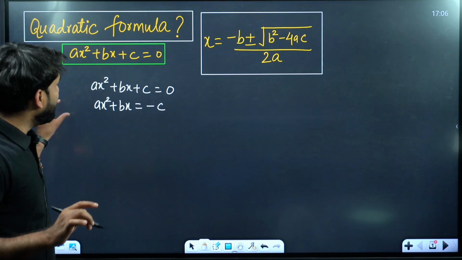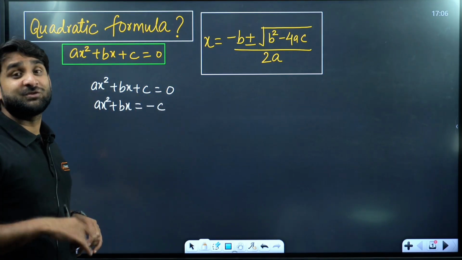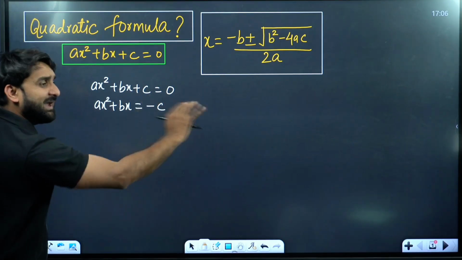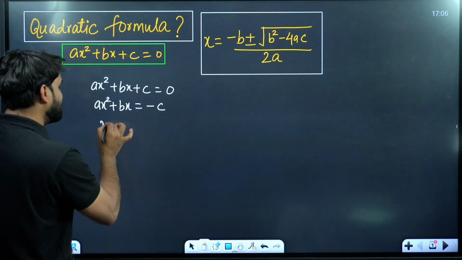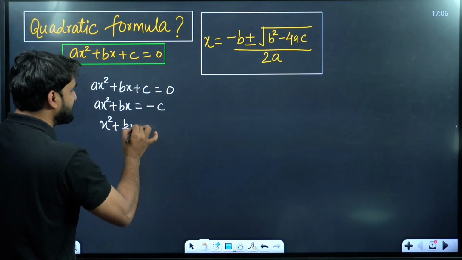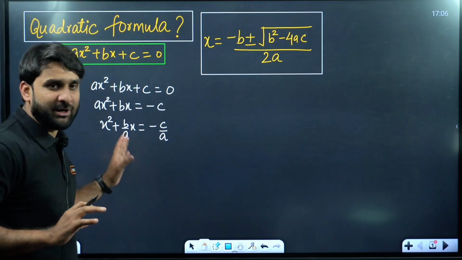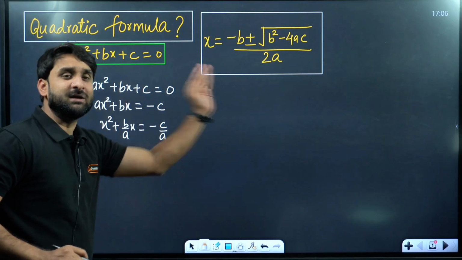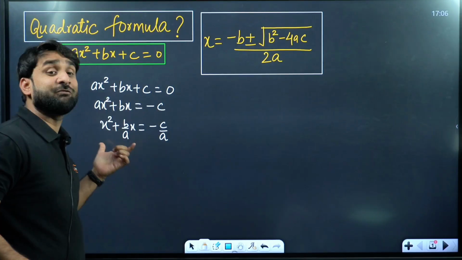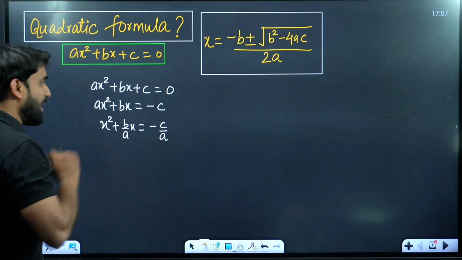Now divide this entire equation by a to make the coefficient of x square 1. So what will be the scenario? x square plus b by a x is equal to minus c by a. I hope this is clear to all. First, we shifted c to the right side, so c became negative. Then we divided the entire equation by a. Why? To make the coefficient of x square 1. Very good.